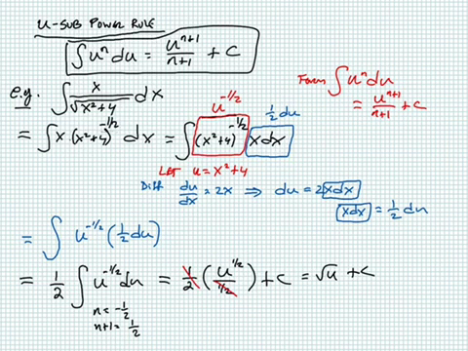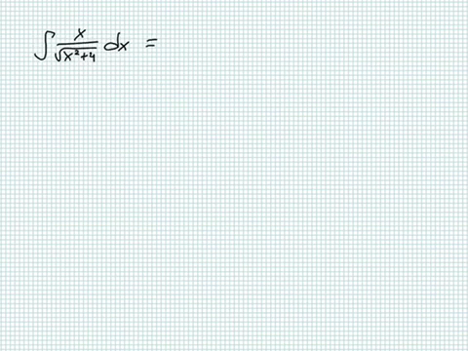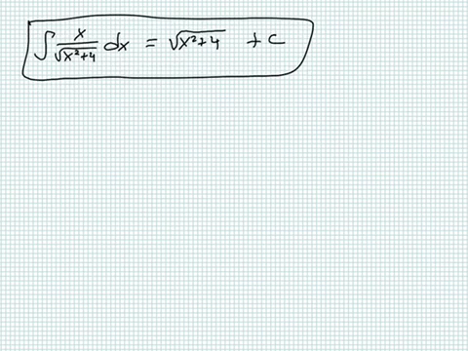And so u from up here was x squared plus 4. So I'm going to make that substitution, and this is going to be equal to the square root of u, which was x squared plus 4, plus c. So my answer is the square root of x squared plus 4 plus c. All right, and you can always verify that this is correct by taking the derivative, and you can prove to yourself that you get the antiderivative. Okay, let's do another example.